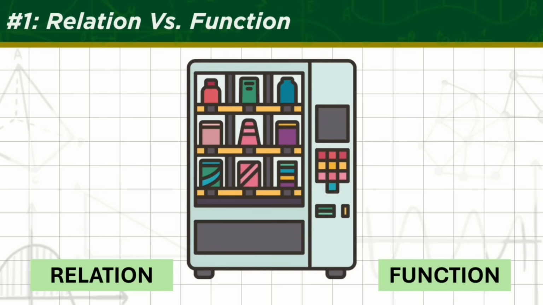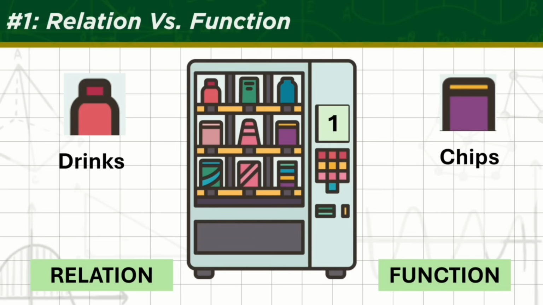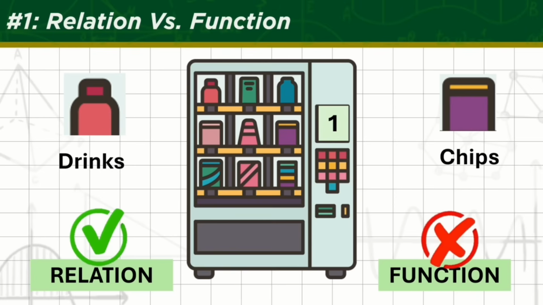Imagine this. You press button 1 on a vending machine. One time, a drink comes out. The next time, it gives you chips. Weird, right? That's a relation, because there is a connection, but it is not a function. Why? Because the same input gave you different outputs.